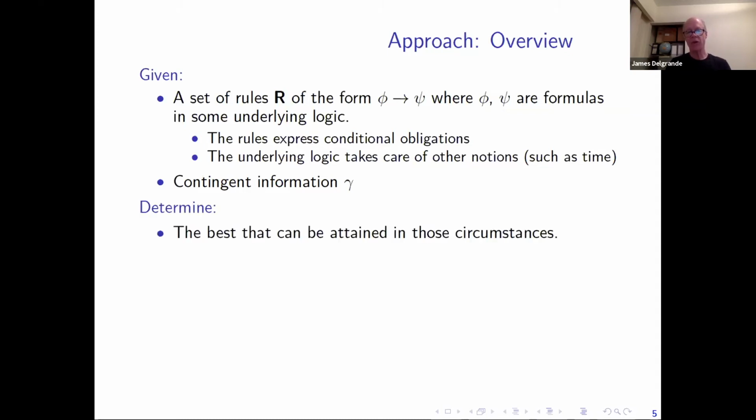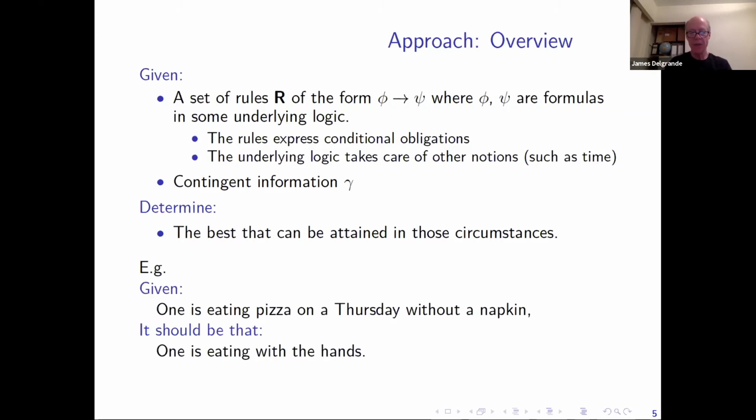And what we want to determine is the best that can be attained in those circumstances. What should be the case? What are the preferred circumstances? So, well, an easy example, you're eating pizza Thursday night, you don't have a napkin. Well, the best state of affairs is where you're eating with your hands.